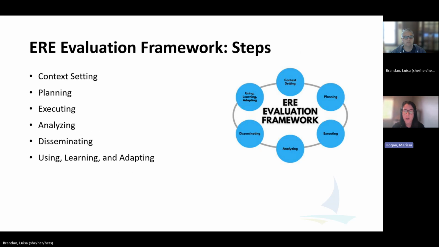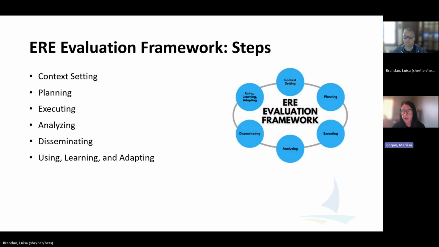Because we know that no two programs are the same. So this way it can be used for a variety of different programs. And there's a few different steps within the framework. The first is context setting, and then there's planning, executing, analyzing, disseminating, and then using, learning, and adapting.